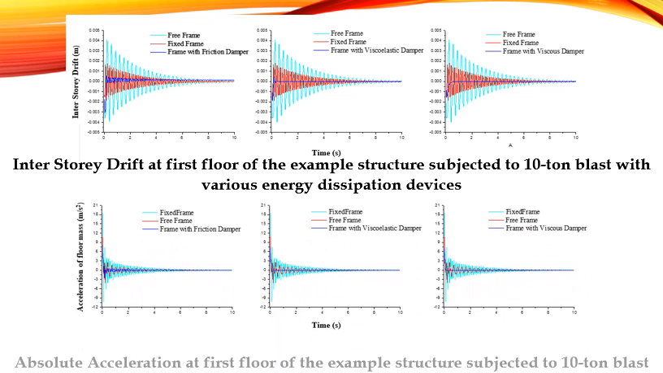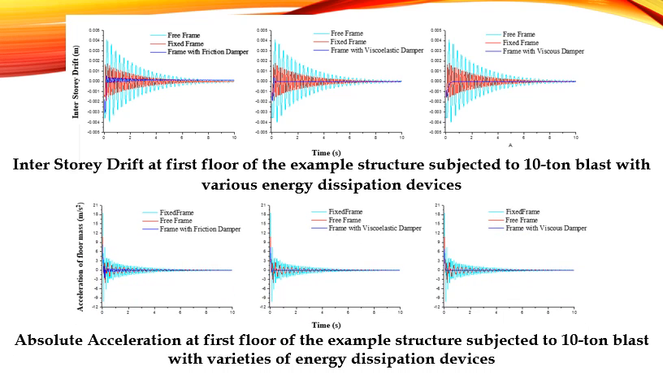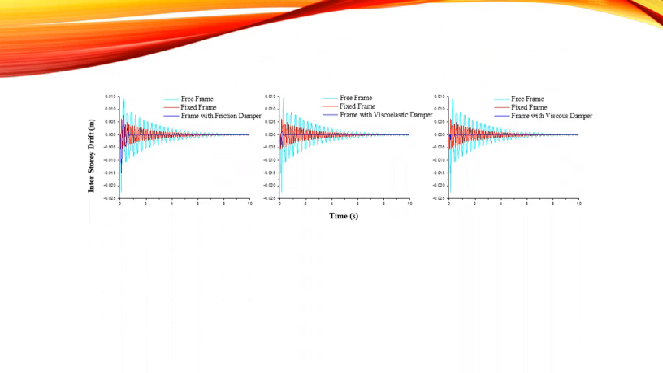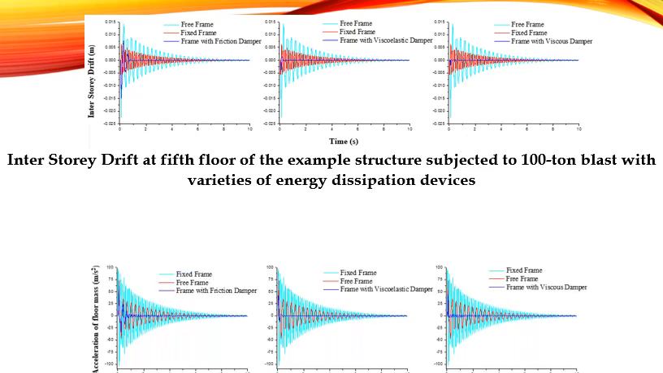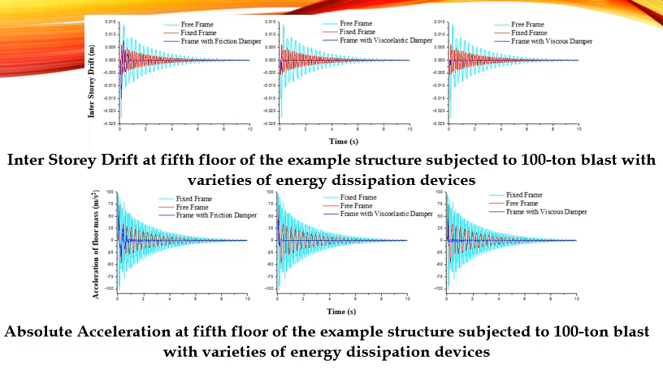The first one is the interstorey drift of the first floor of the example structure when subjected to a 10-ton blast. Next is the absolute acceleration response, and this is the interstorey drift of the 5th floor when subjected to a 100-ton blast. The second one is the absolute acceleration when subjected to a 100-ton blast. You can clearly see that the response reduction is good for all these parameters. The viscous damper is very good among the three.